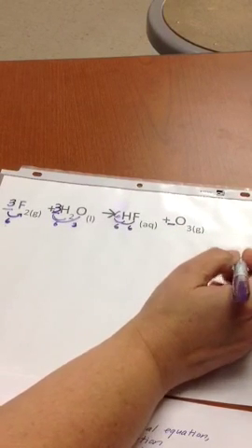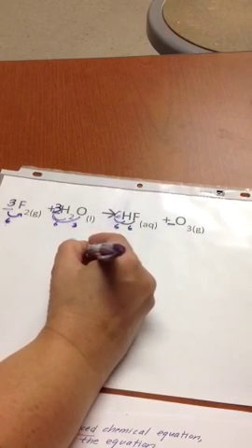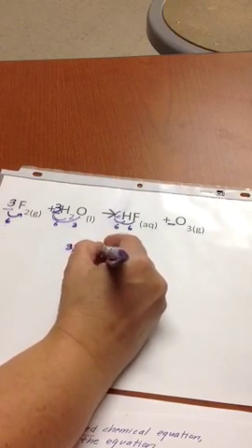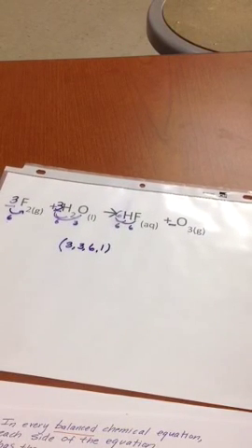If I was creating a coefficient list, my coefficient list would be 3, 3, 6, 1, and I would be balanced at that time with a 3, 3, 6, 1.